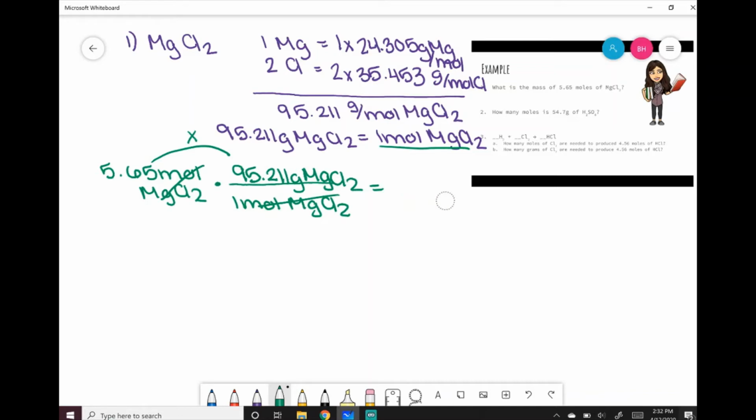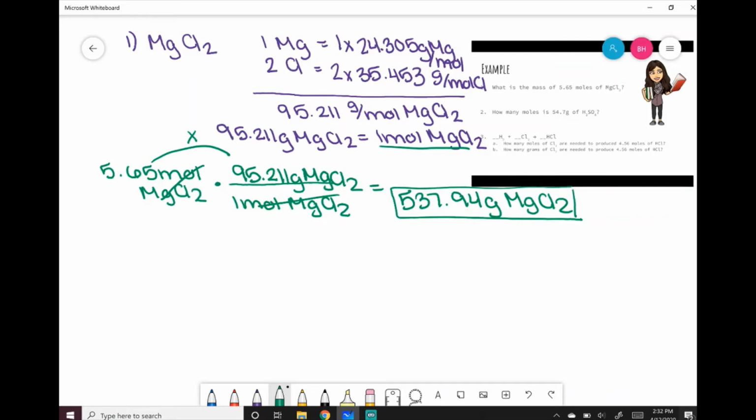Whoops, excuse me, not 5.37, 537.94 grams of magnesium chloride. So that's how much 5.65 moles of magnesium chloride would weigh. I would have to weigh out 537.94 grams of magnesium chloride.